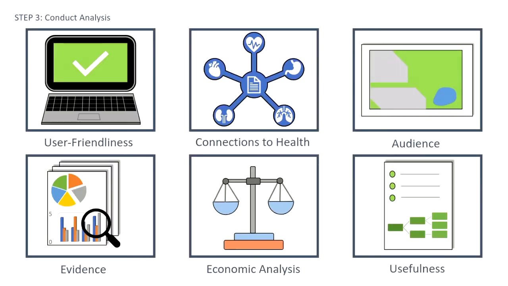So this is how I conducted my analysis of the resources. So first, I assessed user friendliness. We wanted the planners to be able to incorporate these resources right away into their work. We also assessed whether the resource explicitly detailed the connection between equity and health. We assessed whether the resource was specifically written for planners and local governments. I assessed what type of evidence was used to inform the recommendation used in the resource. And I also looked at the economic argument to see if one was made.